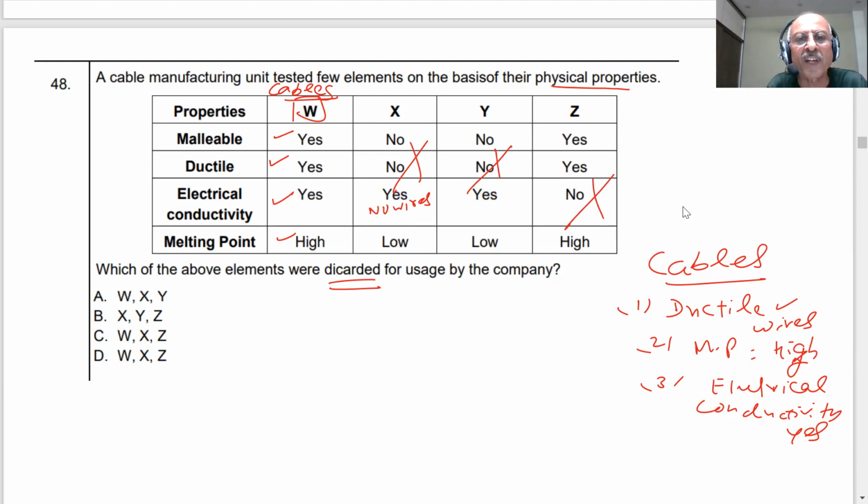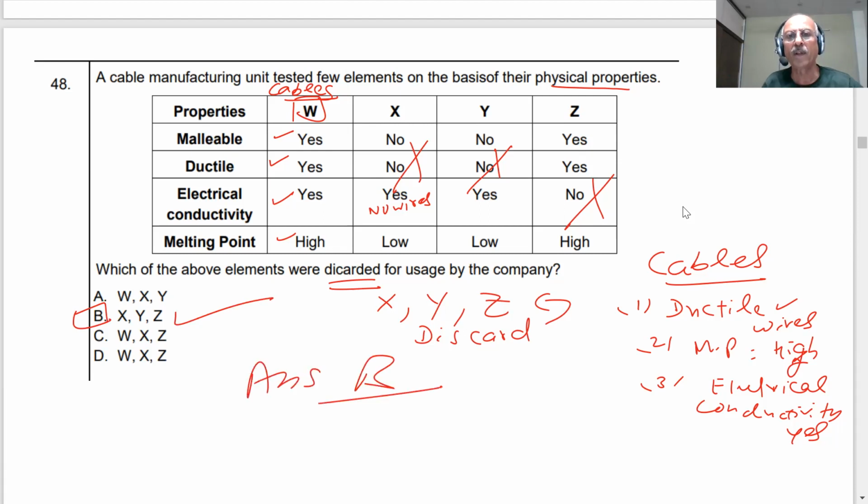Then which of the elements were discarded? X we are discarding. Y we are discarding. Z we are discarding. Discard these elements, student. X, Y, Z. Which is the correct answer then? X, Y, Z, student. These are to be discarded. This is the correct answer. Our correct answer is B, students.